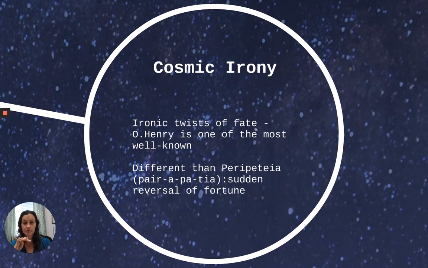The ironic twist of fate is because fate intervenes. Usually peripeteia is caused because of a character's choice. So the character causes this to happen. So they are just a little bit different.